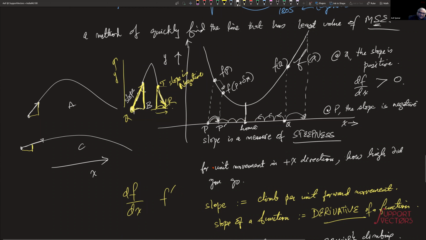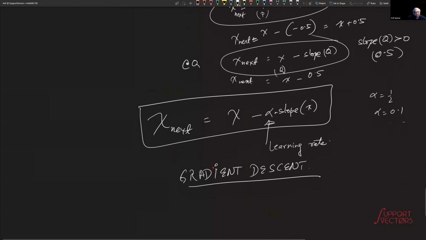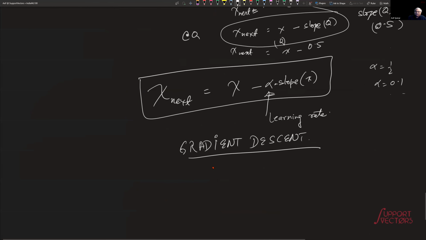Descent: when you move home, you're going like this, you're descending down the hill. The function is becoming smaller and smaller, irrespective of whether you were at p or q. So you're coming down. That is why it's called the gradient descent method.